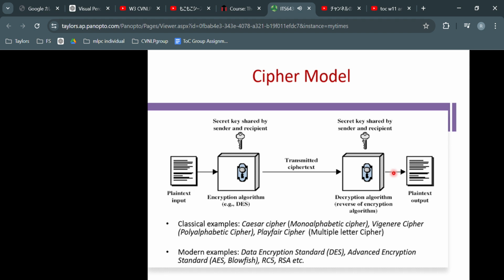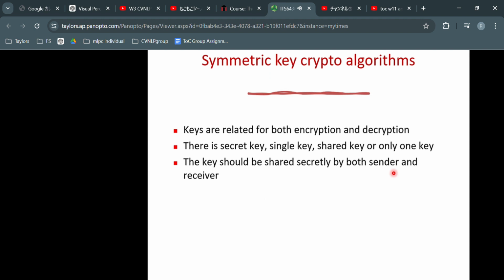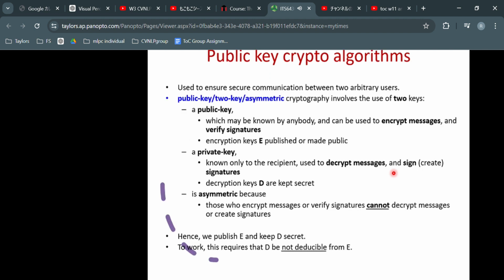Okay? So there are two broad categories of crypto algorithms. Symmetric cipher or symmetric key crypto algorithm, and asymmetric key crypto algorithm or asymmetric ciphers. Asymmetric crypto algorithms are also called public key crypto algorithms. You will come to understand shortly why we call the asymmetric crypto algorithms public key crypto algorithms.